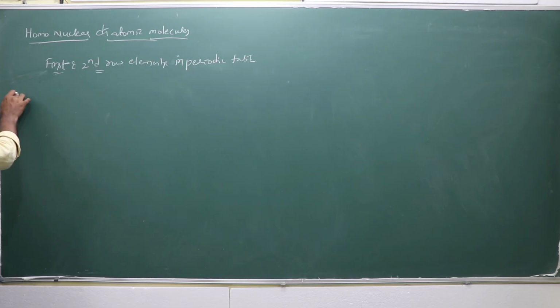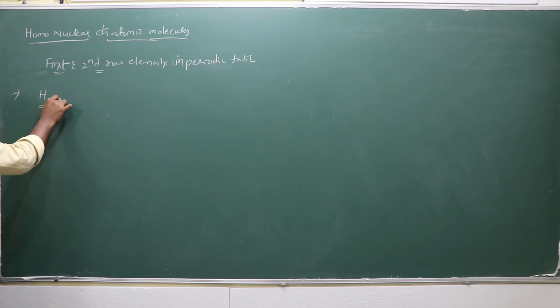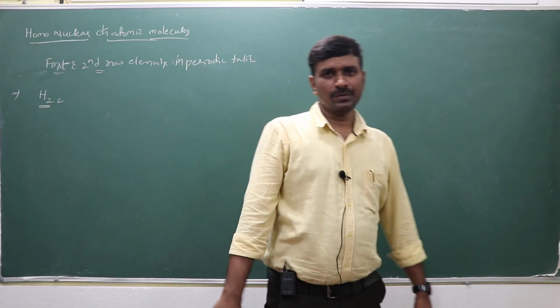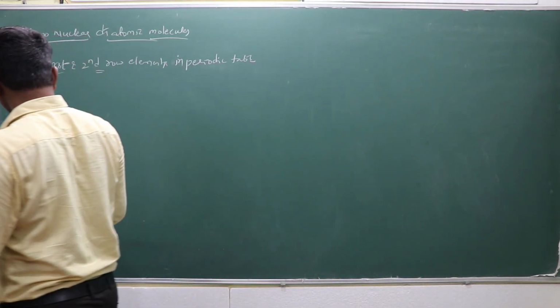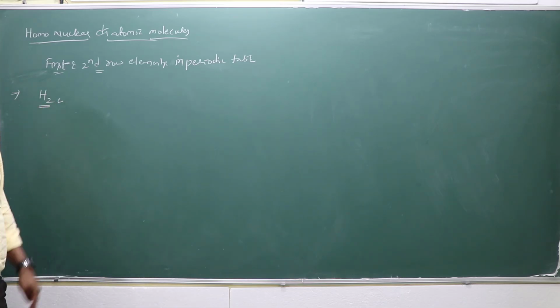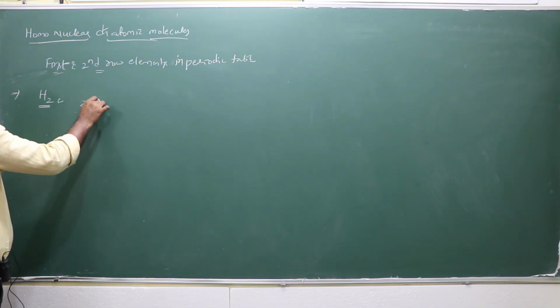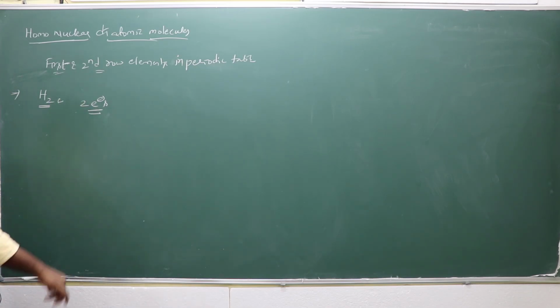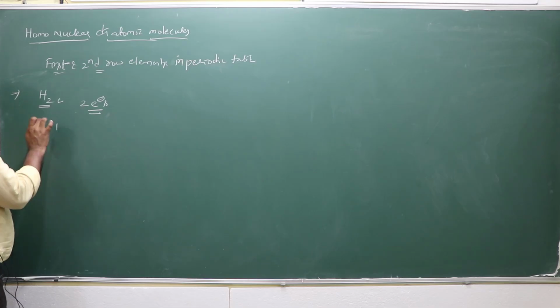for generalized purpose. So for that purpose, in the first row of elements we can take H2. In H2, how many electrons are there? Hydrogen atom 1 electron, another hydrogen atom 1 electron. 2 atoms, 2 electrons. These 2 electrons can be filled.